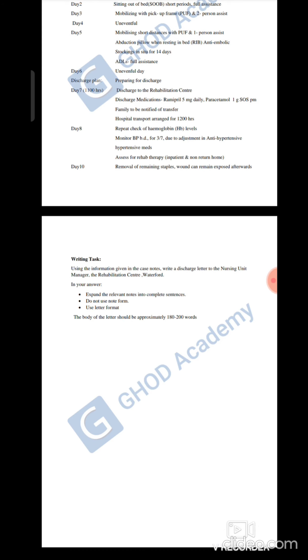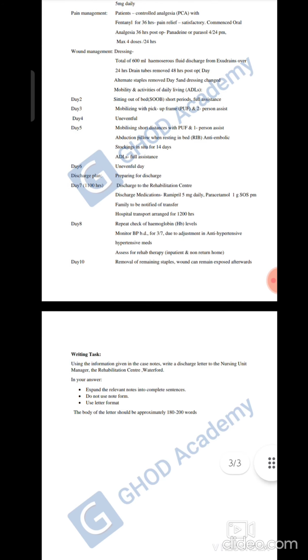So from this we can understand that this patient needs continued care, ongoing care, or follow-up care. These three are the same: ongoing care, continued care, and follow-up care. Everything is the same. That is the purpose, actually, in the introduction paragraph. You can make use of these things.